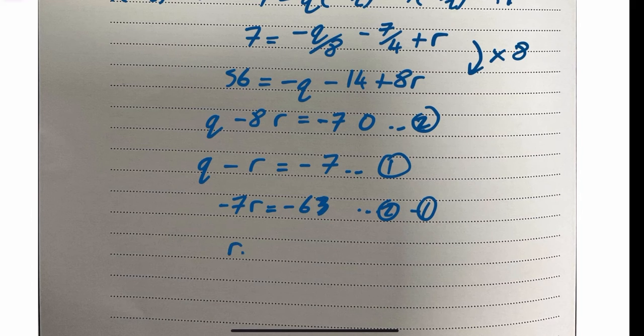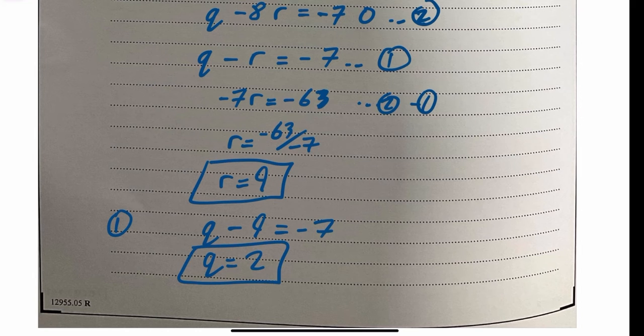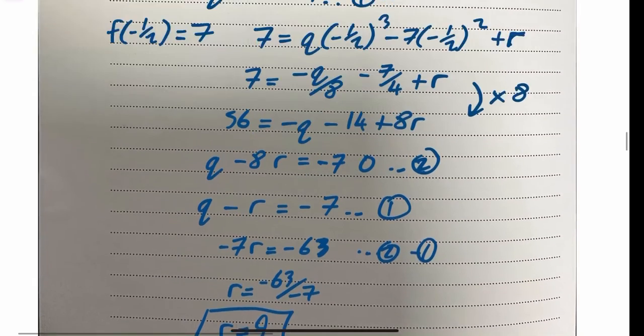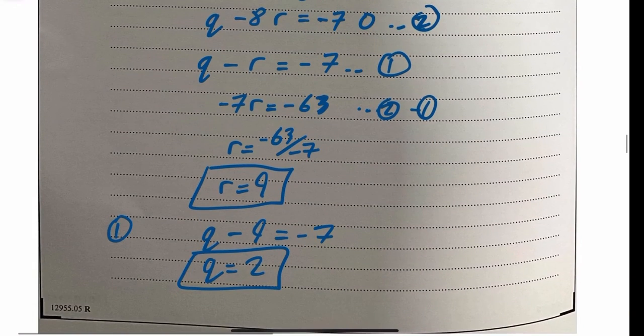And then your r is just going to equal minus 63 divided by minus 7. So your r works out to be positive 9. So you've got your r. We'll sub it into equation 1, and then you'll have q minus r, which is now 9, is equal to minus 7, which means q is equal to minus 7 plus 9, q is equal to 2. So you've found the values of r and q, and we've got them. r is equal to 9, q is equal to 2.